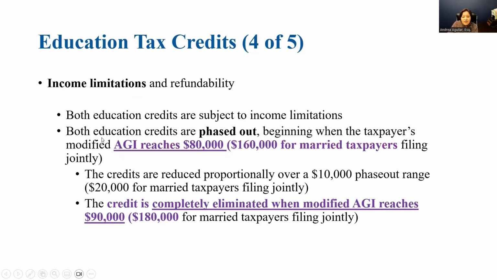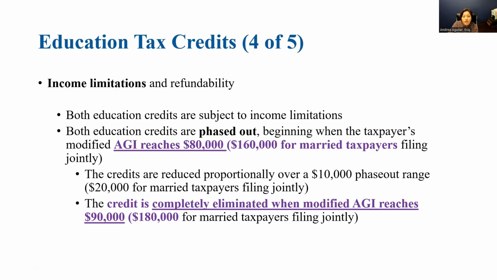Now, limitations. Both education credits are subject to income limitations. Both will phase out beginning at the taxpayer's modified adjusted gross income of $80,000. If the taxpayer's adjusted gross income reaches $80,000, a single taxpayer or a head of household taxpayer, then you're going to start losing these credits. Income limitations. Both education credits are subject to income limitations.